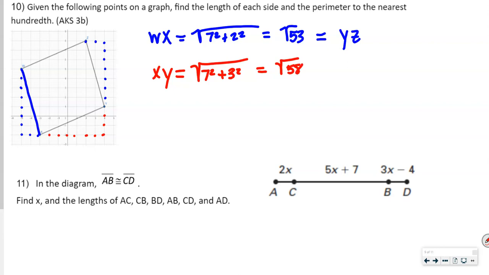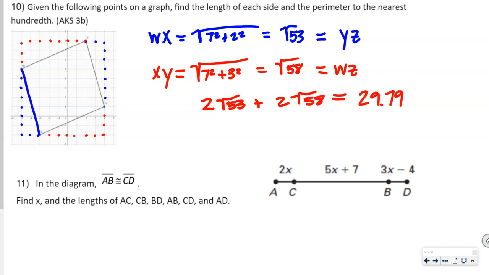And let's see if this opposite side is the same as well. 1, 2, 3 up. 1, 2, 3, 4, 5, 6, 7 over. So that's the same. So that's WZ. So that means we can say, to solve this, can't we go 2 times the square root of 53 plus 2 times the square root of 58? That is 29.79, okay?